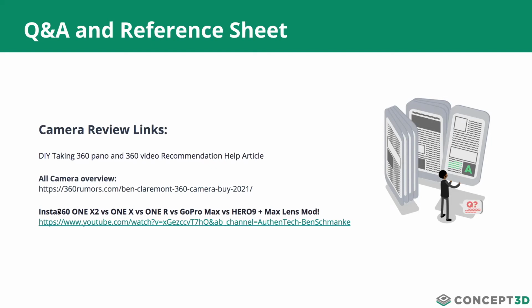The other link that I had provided for you here is a comparison, which is a side by side by side by side, as you can see, with the Insta360 One X2, the One X, which is the older version of the X2. So you probably won't really need to look at that one. The One R versus the GoPro Max, and then the Hero 9. There are different types of mods that can be added to some of these as well. And you'll learn all about that.